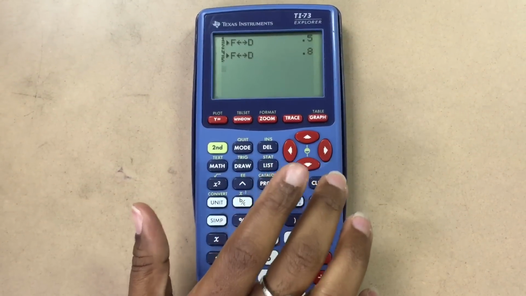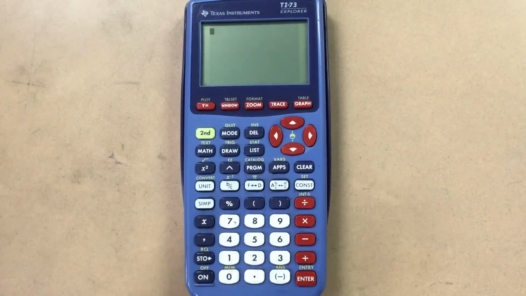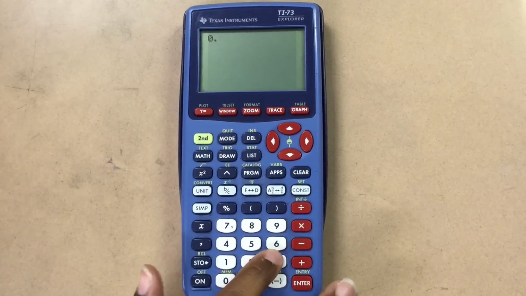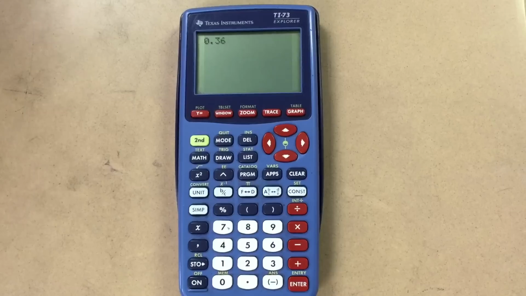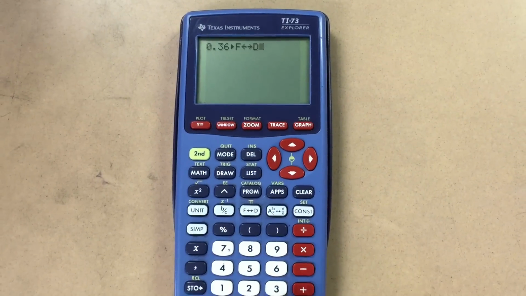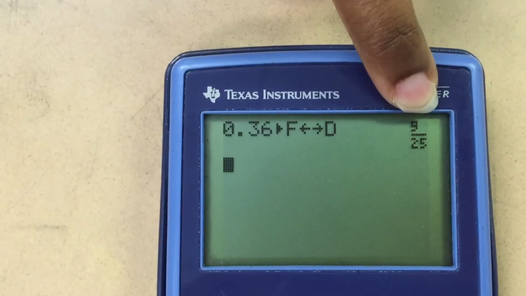If I want to take a decimal and change it to a fraction, I'm going to hit clear. Then I want to put in my decimal. So let's say I want to change 36 hundredths to a fraction. I'm going to put in my decimal first, hit that same button, and then press enter, and it changes it to a fraction for you. And it gives you 9/25.